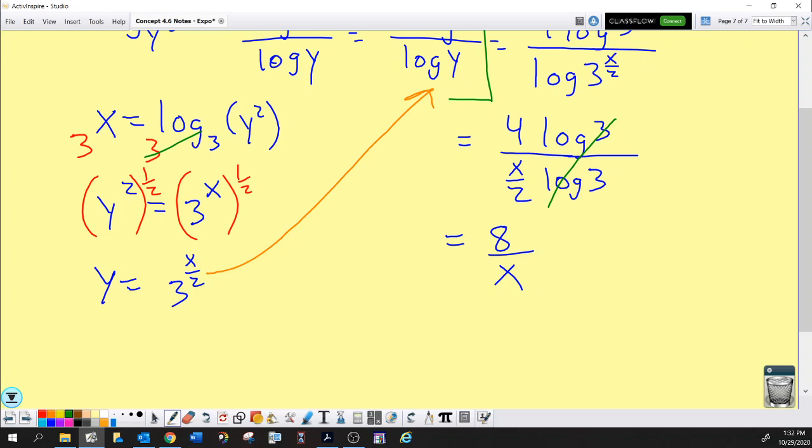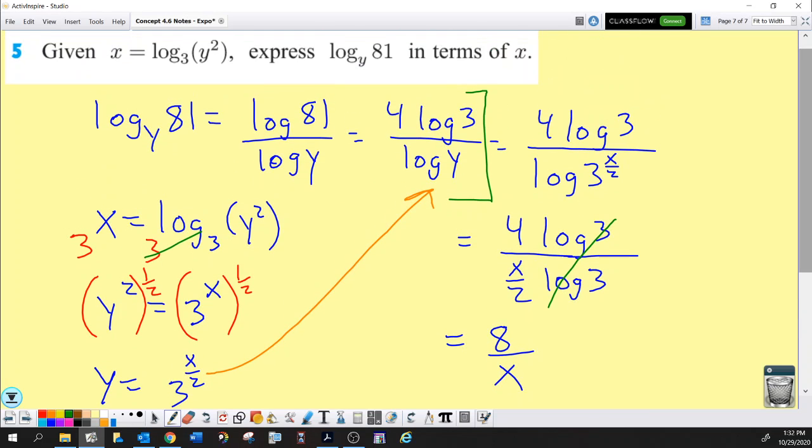That left me with y squared, I like my variables on the left, it left me with y squared equals 3 to the x. Instead of taking the square root of both sides, I raised both sides to the 1/2. That's the same thing. So y equals 3 to the 3x over 2. And then my orange arrow there is showing you that I substituted. So that's how I got 4 log 3 over log of 3 to the x over 2.